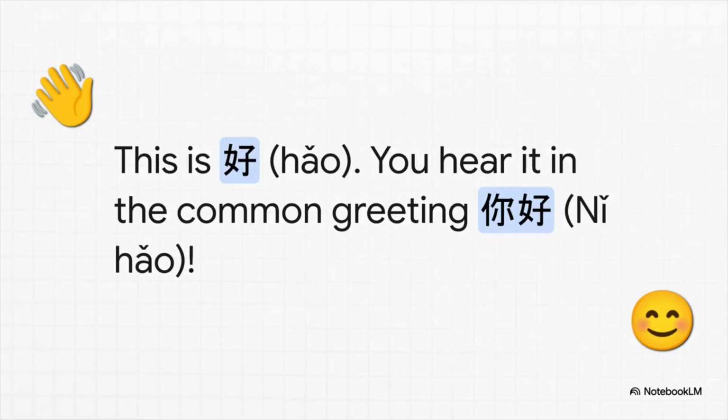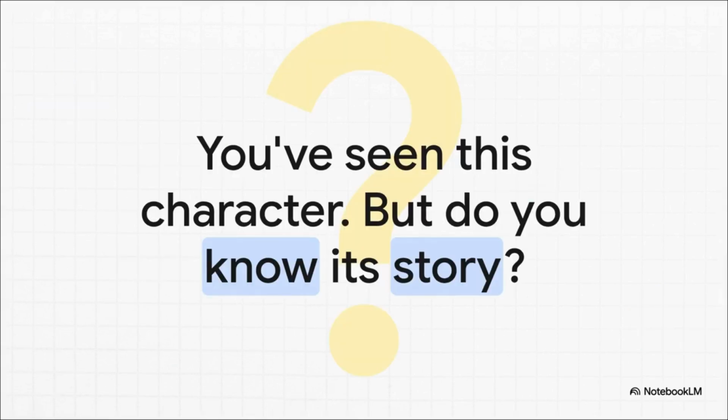So here it is. This character is pronounced Hao. And if you've ever learned even a single phrase in Mandarin, I bet it was ni hao, which of course means hello. It's one of the very first building blocks for anyone learning the language. But have you ever really stopped to think about what this character is showing us? I mean, why does this particular shape mean good? Well, believe it or not, there's a fascinating story hidden in plain sight, and we're about to uncover it together.